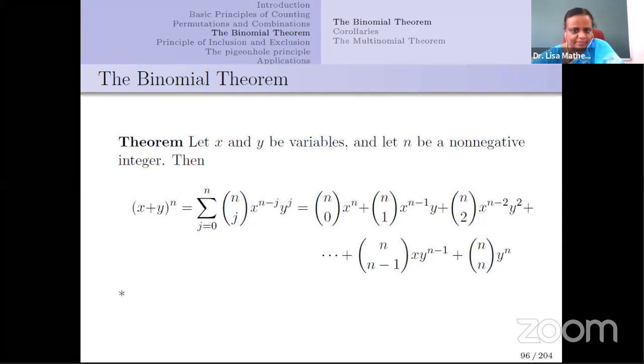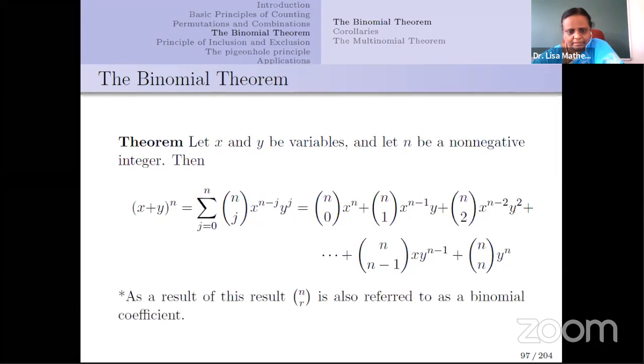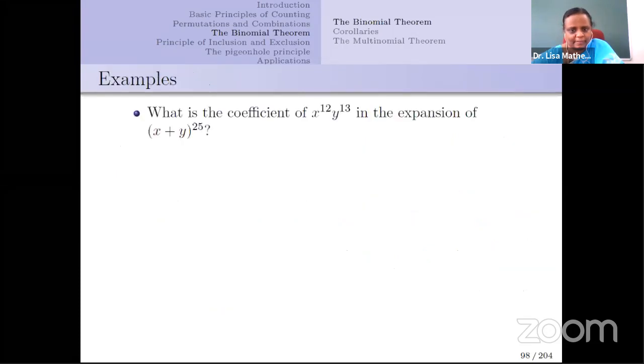nC0 x raised to n plus nC1 x raised to n minus 1 y plus nC2 x raised to n minus 2 y squared, and so on till we reach nCn y raised to n. Now, because this symbol nCr appears in the binomial theorem, it's also referred to as the binomial coefficient. Now, these are some very simple problems associated with binomial coefficients.